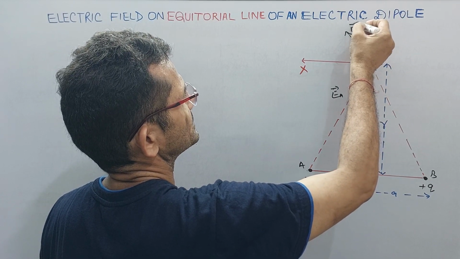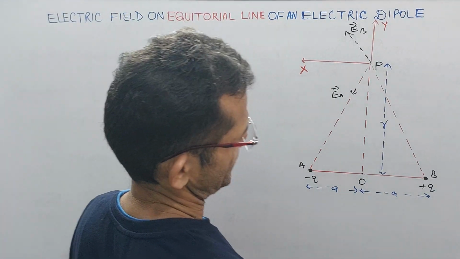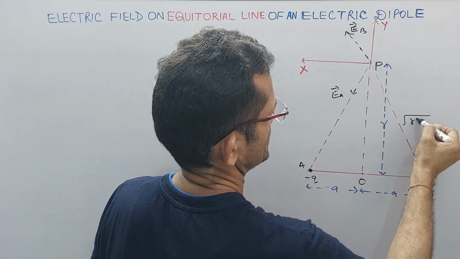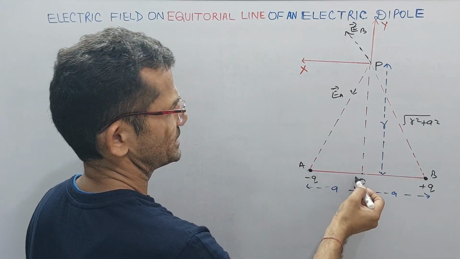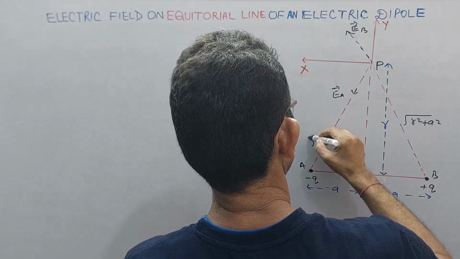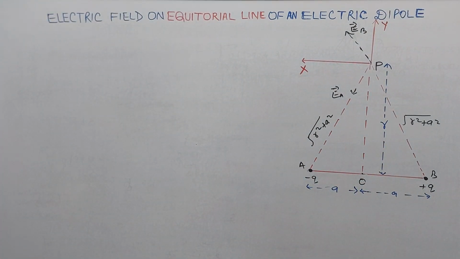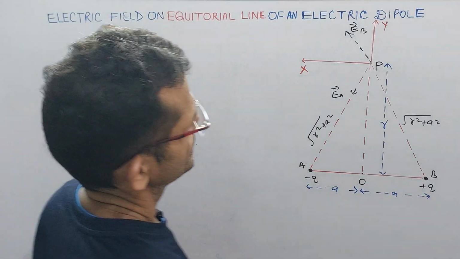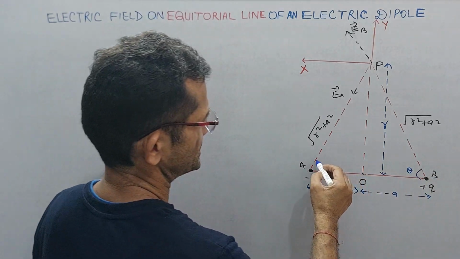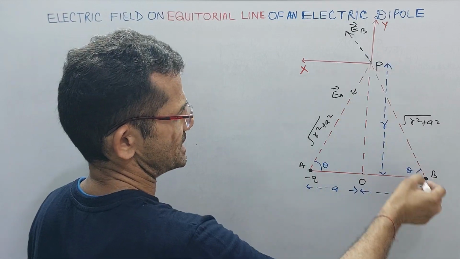This is vector EB. Now according to Pythagoras, this is r, this is a. So the distance will be the square root of r square plus a square. This is a and this is also r. Now the distance of PA will also be the square root of r square plus a square. Now suppose this angle is theta, obviously this will also be theta, because this is an isosceles triangle.